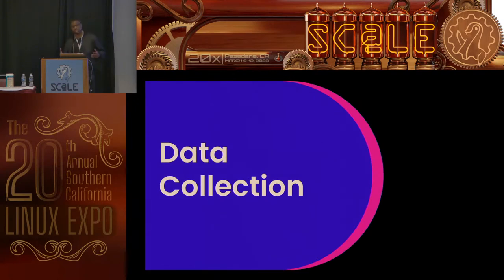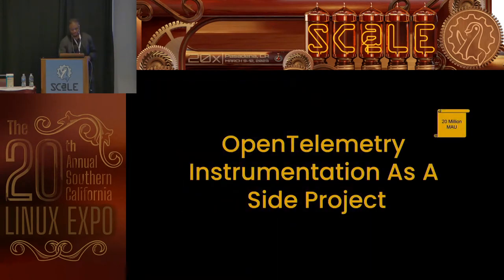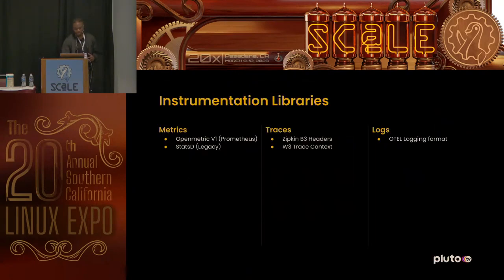Okay. Yeah. So the first thing that we wanted to touch upon was the data collection. How do we collect data from these various sources? We started OpenTelemetry as a side project. We had various instrumentations that already existed. We had Prometheus and StatsD for metrics. We were using Zipkin B3 headers and W3C trace context for traces, and we were using OTLP logging format.